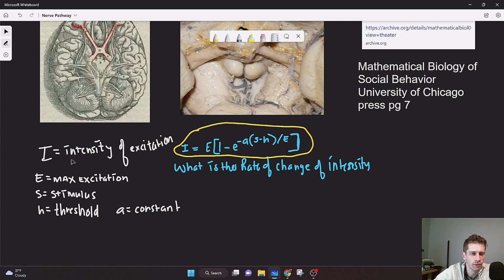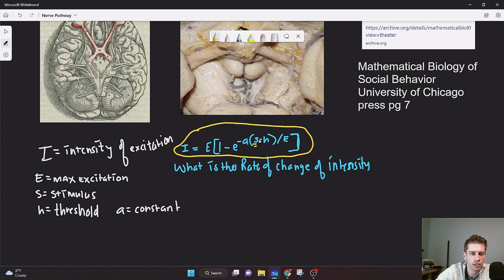We have defined our variables here, where I is the left side of the equation, which is the intensity of excitation. The rest of the equation will equal the intensity of excitation. Our capital E here is the max excitation that the pathway can experience. Our S, which is right here, is the external stimulus. And then H is the threshold.